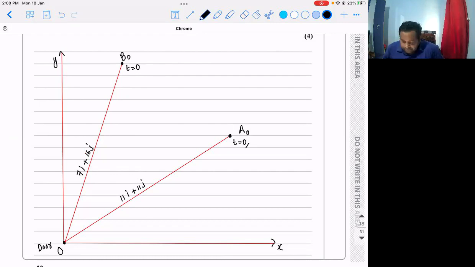Now what is our question? After t time, Agatha is at somewhere other than A0, right? Because she moves with a constant velocity. So after t time, Agatha is at At. So now we are in a position to find her new position vector.